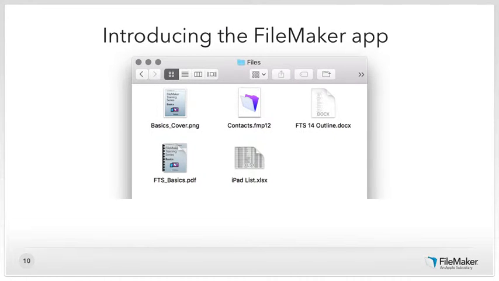So what does a FileMaker app look like? Here's a folder containing files of several types, and you might recognize many of them by their file extension. DocX for a Word document, XLSX for an Excel workbook, PDF for a PDF file. And you can see the FileMaker app there with a file extension of FMP12. If we were to double-click any of these files, they'd be opened with their default clients: Microsoft Word, Microsoft Excel, Acrobat, or FileMaker Pro.